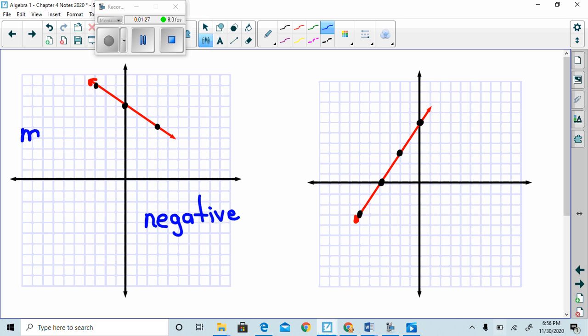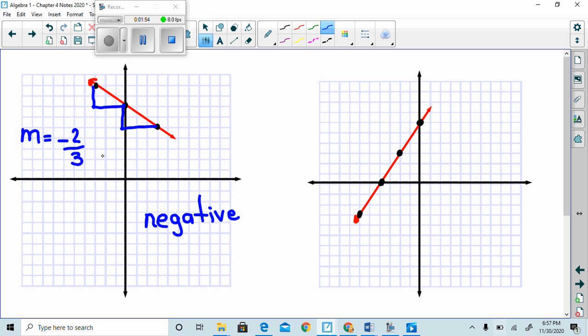So m is equal to the change in the rise over the change in the run. This one's going down 1, 2 spaces. Remember we said negative, so I'm going to go down 2 and over 1, 2, 3. The slope here is a negative 2/3. To prove that it's true, I'm going to do it again, down 1, 2 and over 1, 2, 3. Remember that slope is constant.